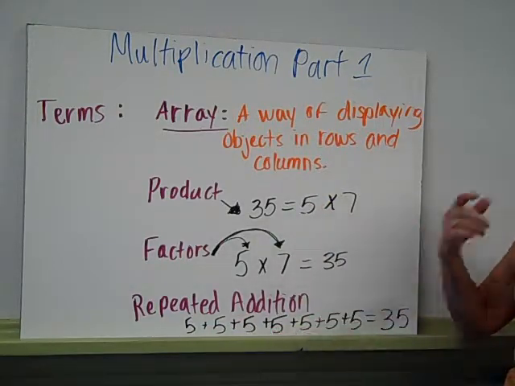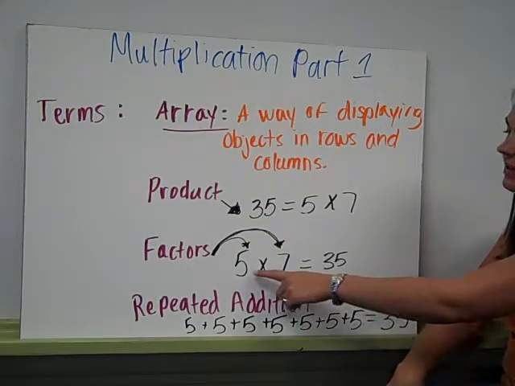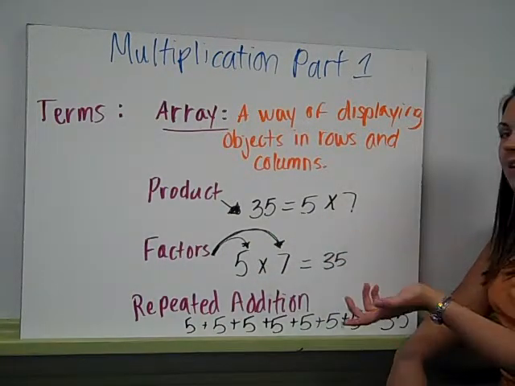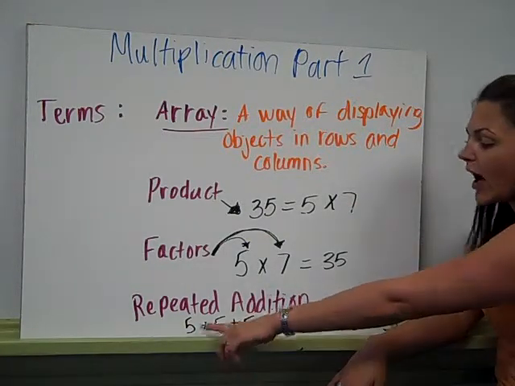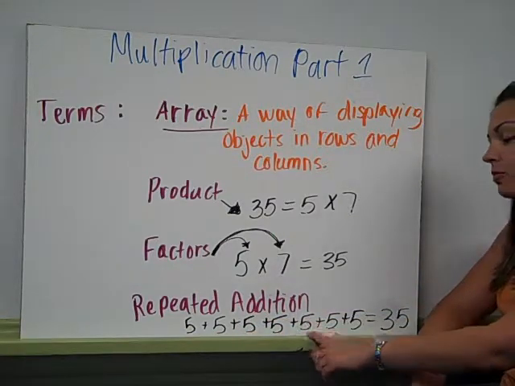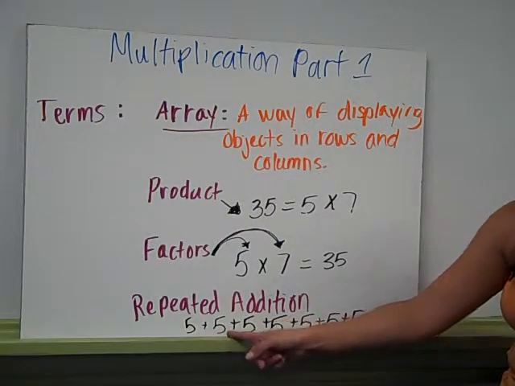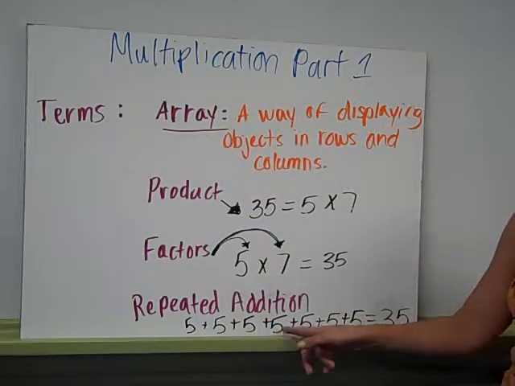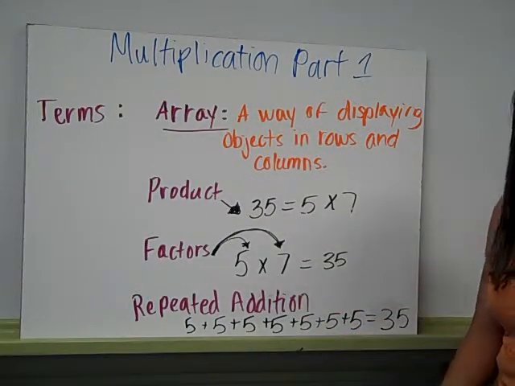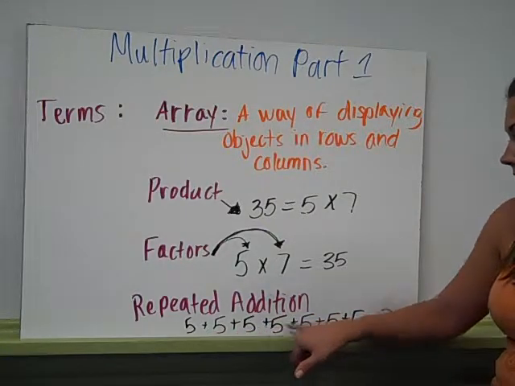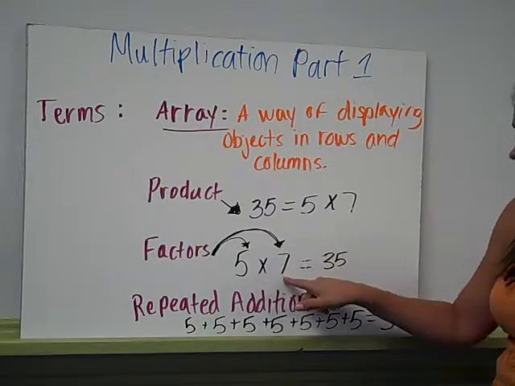Repeated addition is just that. Addition that is repeated over and over again. So if we take the same problem, 5 times 7, that's the same thing as 7 5s added up all together. 5 plus 5 plus 5 plus 5 plus 5 plus 5 plus 5 will give me 35. 5, 10, 15, 20, 25, 30, 35. Repeated addition is just that. It's addition with the plus symbols, and it's repeated over and over again to show me how many 5s I need. I needed 7.